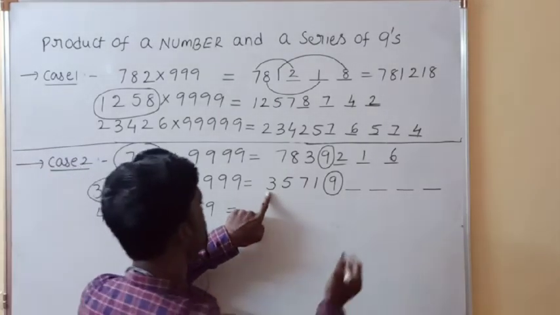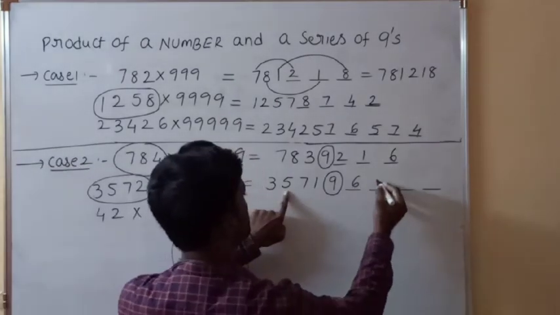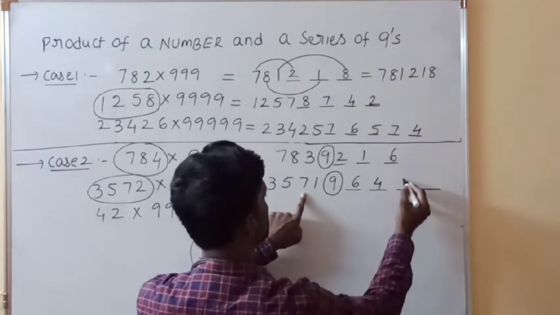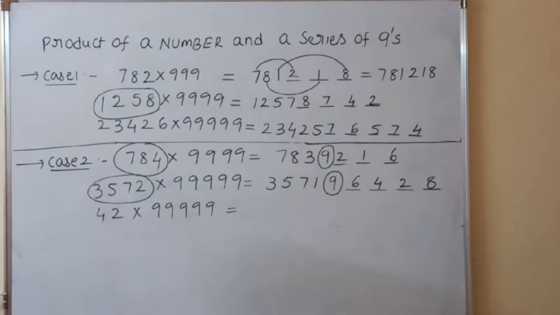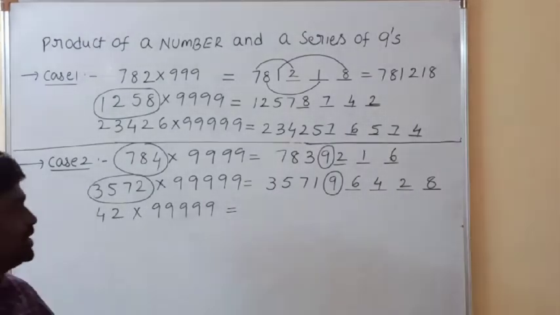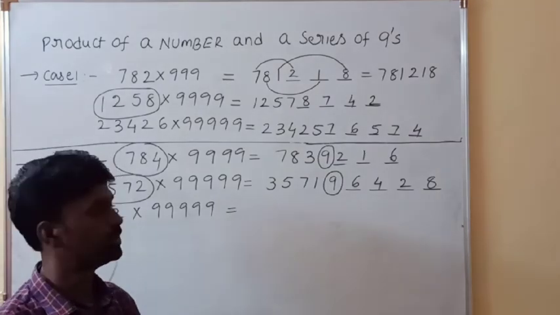So 3 plus how much is 9? 6. 5 plus how much is 9? 4. 7 plus how much is 9? 2. 1 plus how much is 9? 8. So thus 3572 into 99,999 is equal to 357196428.